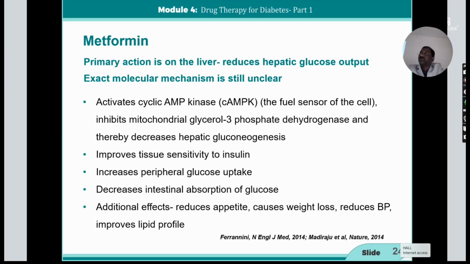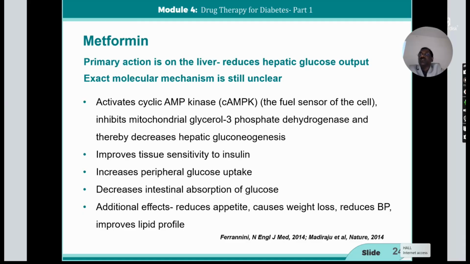Primary action where? Liver. It reduces hepatic glucose output. The exact molecular mechanism is still unclear, but it activates AMP kinase, which is the fuel sensor of the cell. That inhibits the mitochondrial glycerol 3-phosphate dehydrogenase and thereby decreases hepatic gluconeogenesis.